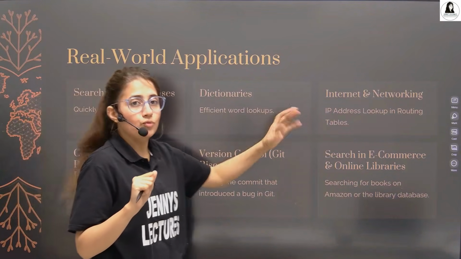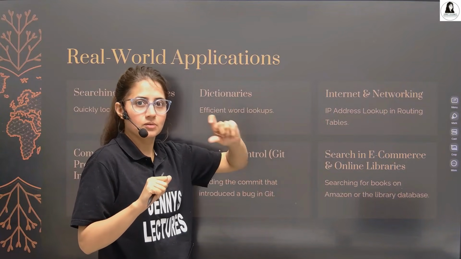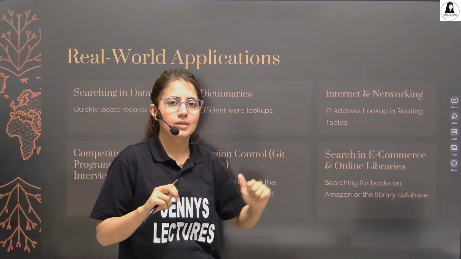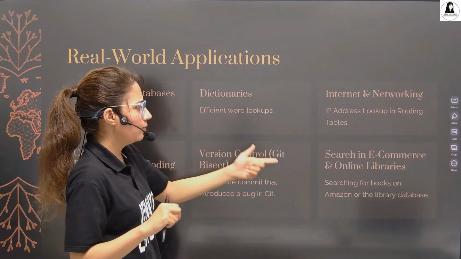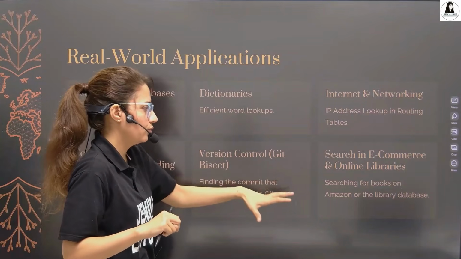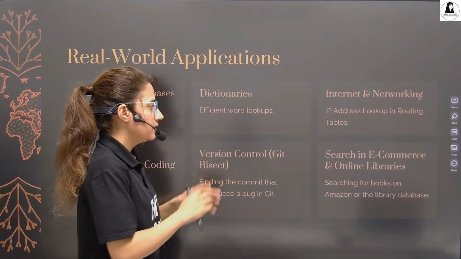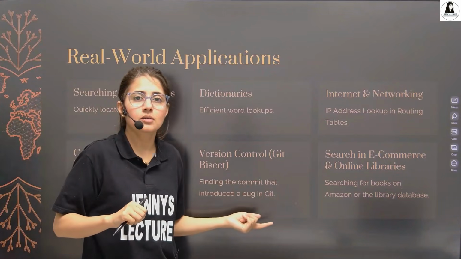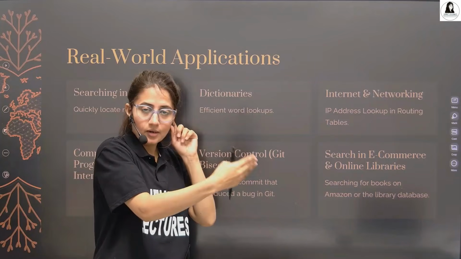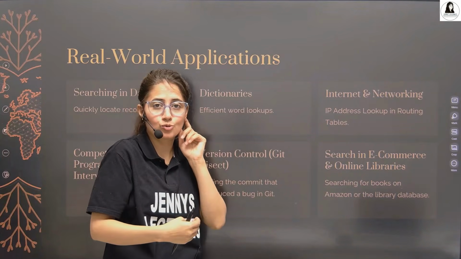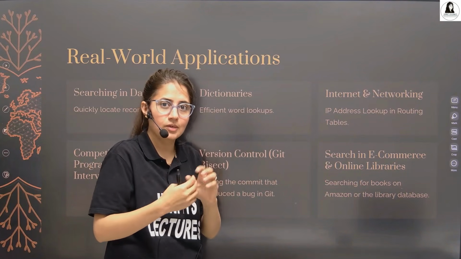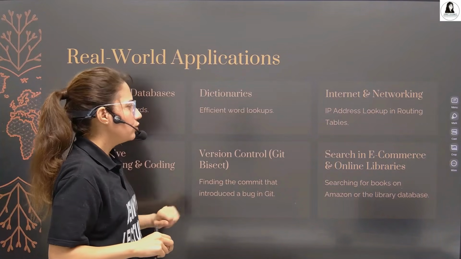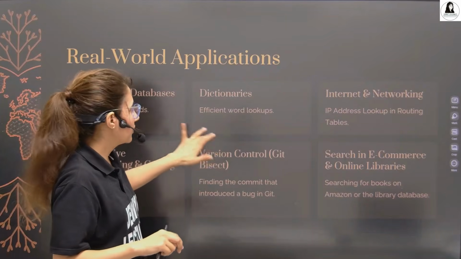On the internet, a router uses it if it wants to look up IP addresses from an array, and the IP addresses are in sorted order. In e-commerce and online libraries, when searching for books on Amazon or any library database, this is used. In Git also, if you want to find the commit that introduced a bug, Git bisect uses this binary search algorithm to find which commit introduced that bug. So there are many real world applications of the binary search algorithm.